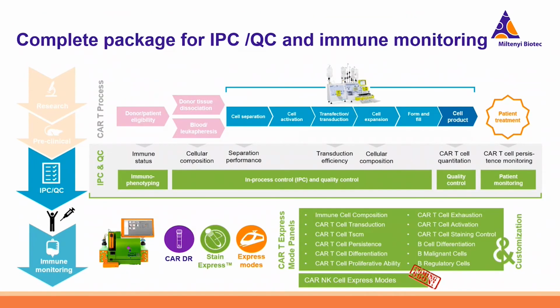To sum this up a bit, what we would recommend is a complete package for your IPC and QC and also immune monitoring: go for a MaxQuant 16 system, use the CAR detection reagents together with the StainExpress cocktails, and let the analysis be done via our Express modes. And we already have 12 panels available for CAR T cell processes, and we are also working on panels for the CAR NK manufacturing.